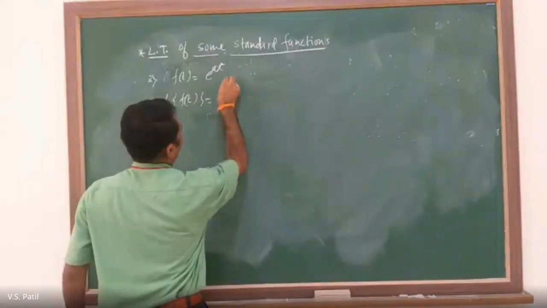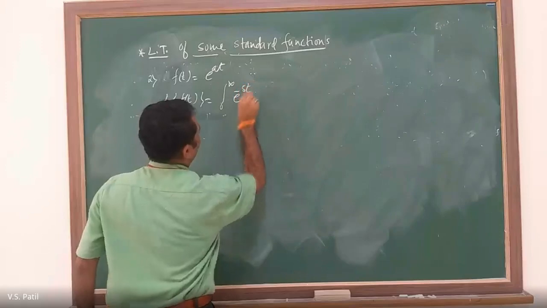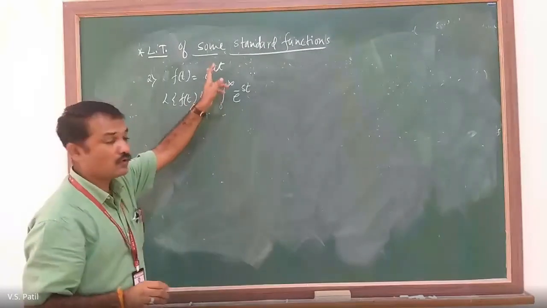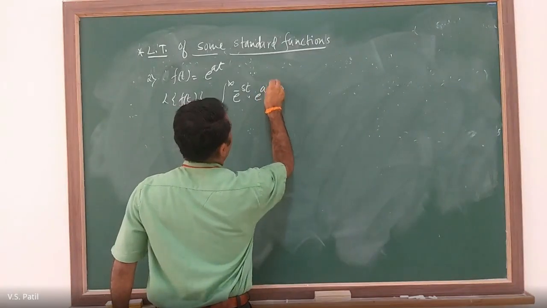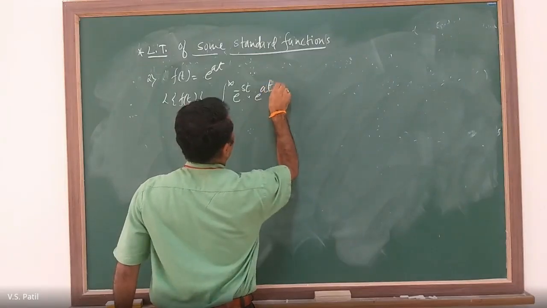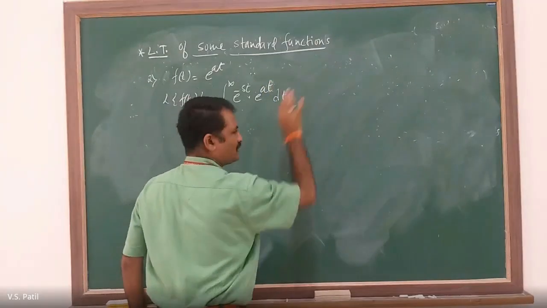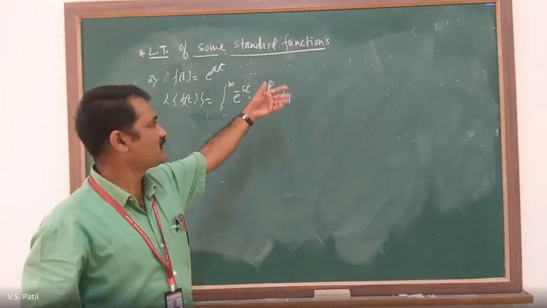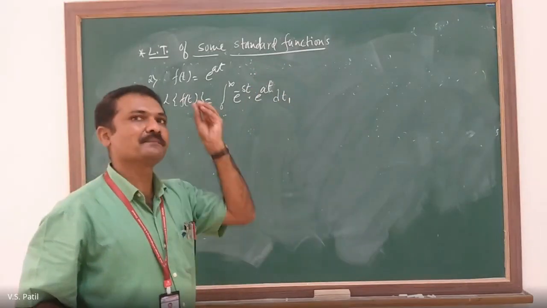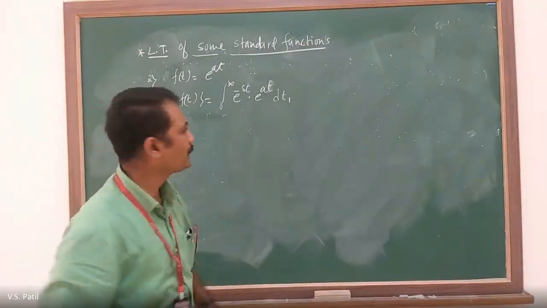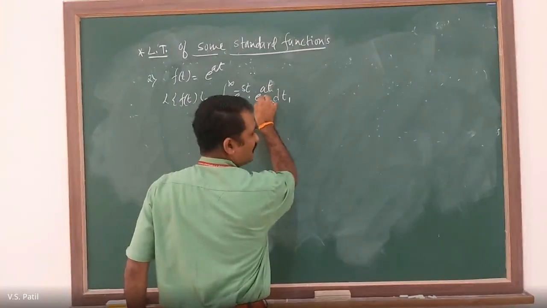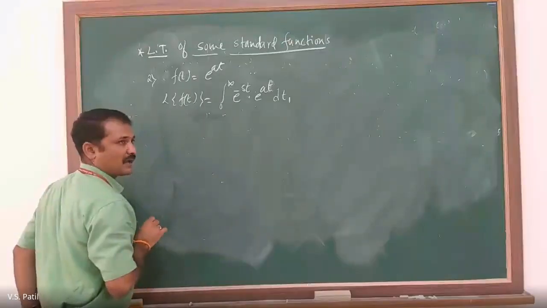Integration from 0 to infinity of e to the power minus st, which is fixed, times your f of t. Now, what is your f of t? It is e raised to a t, so you can write e raised to a t dt. If you want, you can write t greater than or equal to 0, otherwise you can simply leave that. No need to worry, but you must know t is greater than or equal to 0, a positive value. This is by the definition of Laplace transforms.